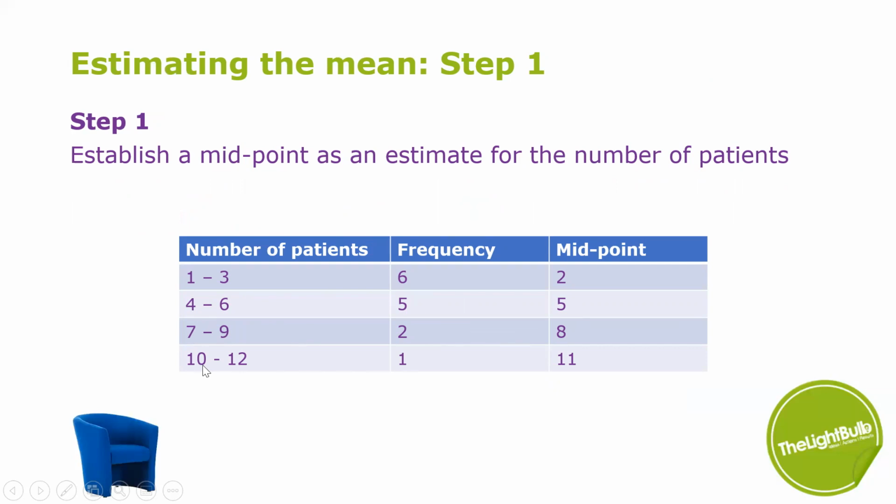My middle point from 10 to 12 is going to be 11. Now, just as a tip, to ensure the best accuracy with getting these middle points, the way to go about it is add up the two numbers that form the ends of the band, and then divide them by 2. So 1 plus 3 is 4. Divide that by 2 will give you the middle point of 2.